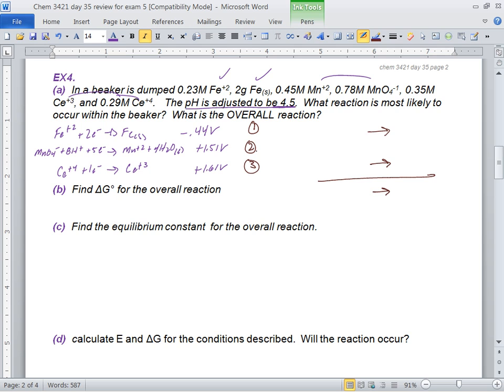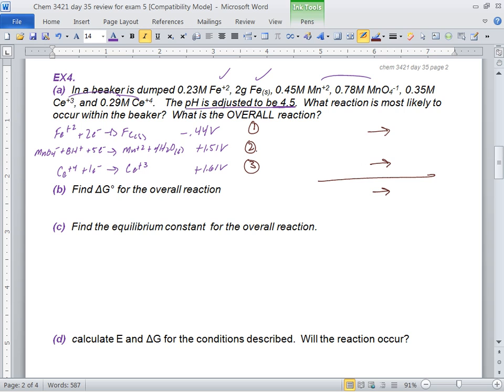2 and 3, but one of them has to be flipped. Yeah, no. I think she's got it, right? So make sure you can see that. 1 and 3, but you got to flip number 1. Now that doesn't mean the other reactions aren't going to happen. Just remember, you can calculate equilibrium constants for all these overall reactions, and they're not near as spontaneous.